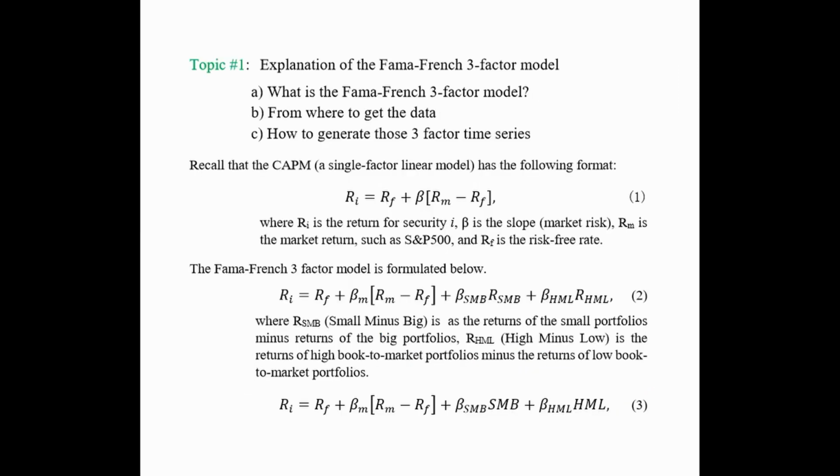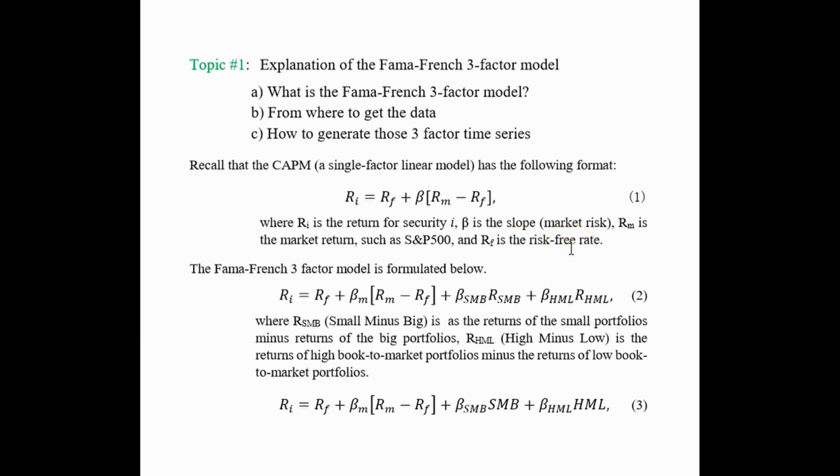Here's topic number one, part A. What is the Fama-French three-factor model? Recall that CAPM, a single-factor linear model, has the following format. Equation number one: Ri equals risk-free rate plus beta times Rm minus risk-free rate. So Ri is the return of security i. Beta is the slope. It is also called market risk. Rm is market return, such as S&P 500 return.